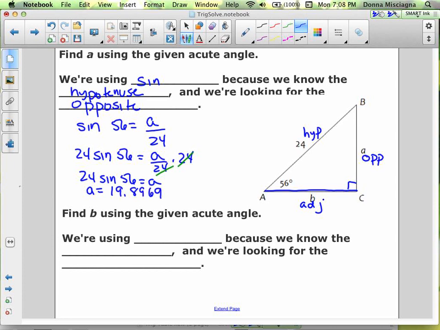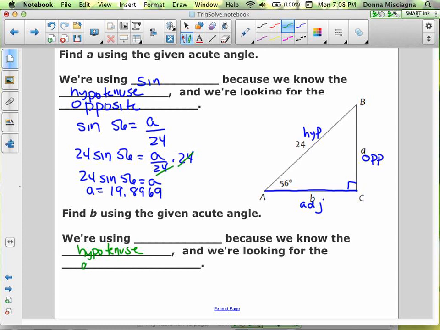19.8969. All right, so now let's find B. To solve for B, B is the adjacent side. We still know the hypotenuse. We would never use A because that's a rounded value. Remember I said we'll round to 4 decimal places. When you calculate with rounded values, then you create error. But if we use 24, which is a nicer number anyway, we won't create any additional error from rounding.